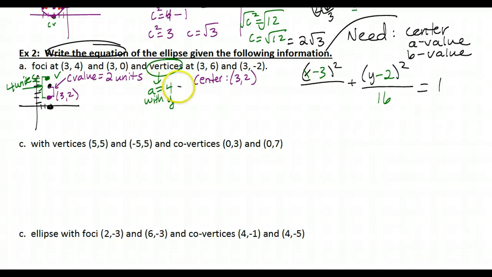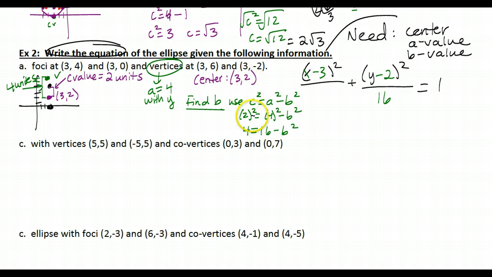I need to find a B value, and we can find the B value using this formula from before. I know that the C value is 2. So 2 squared equals 4 squared minus B squared. Or if you had known right away what these were, you could just write it out. But here's what I got: 4 equals 16 minus B squared. Go through and solve that, and you end up with negative 12 equals negative B squared. Okay, B is the square root of 12.